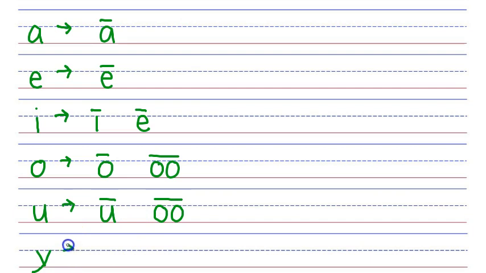And then Y makes four sounds, Y, I, E. Two of those are long vowel sounds. Y can say a long I, and Y can say a long E, E.